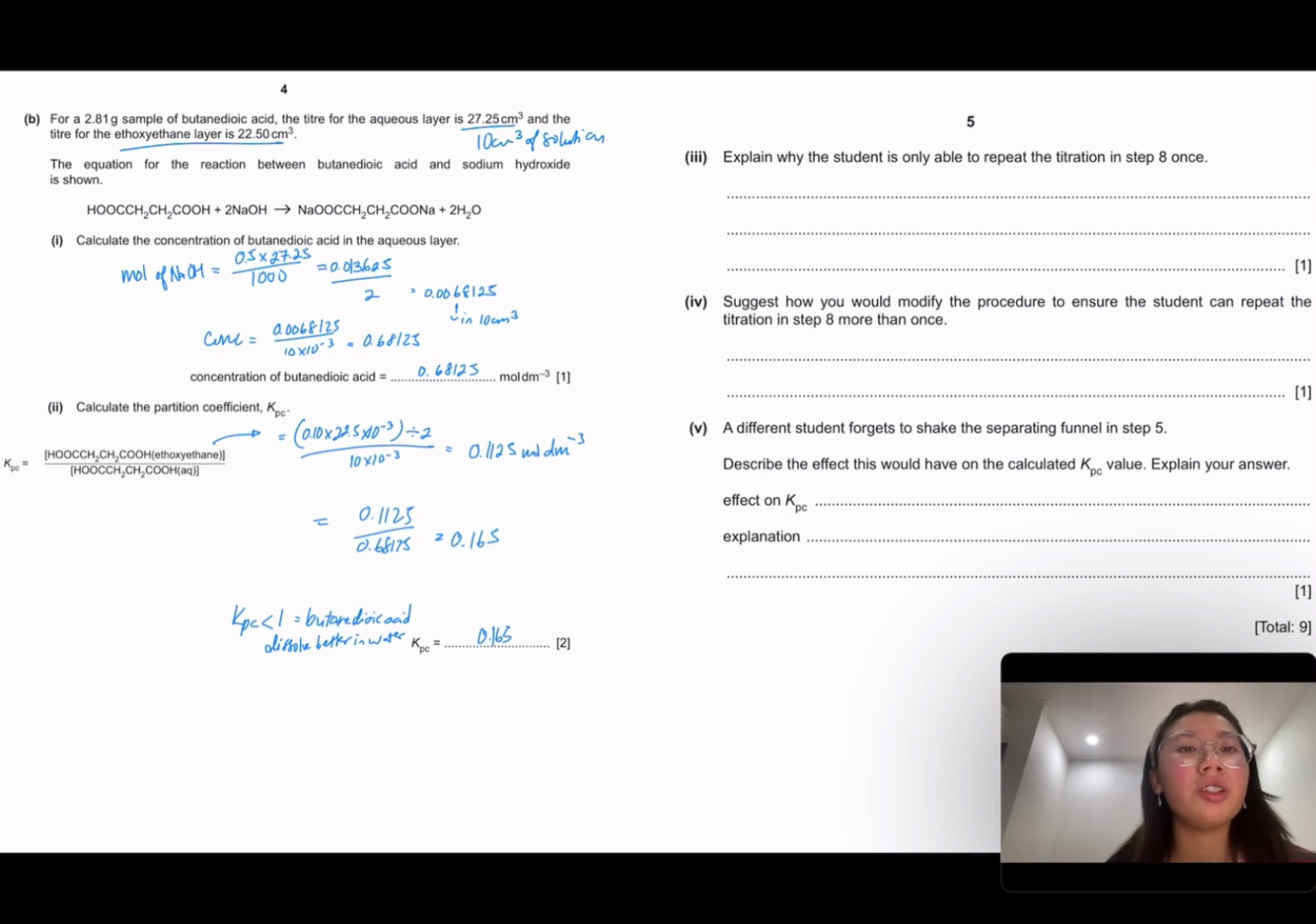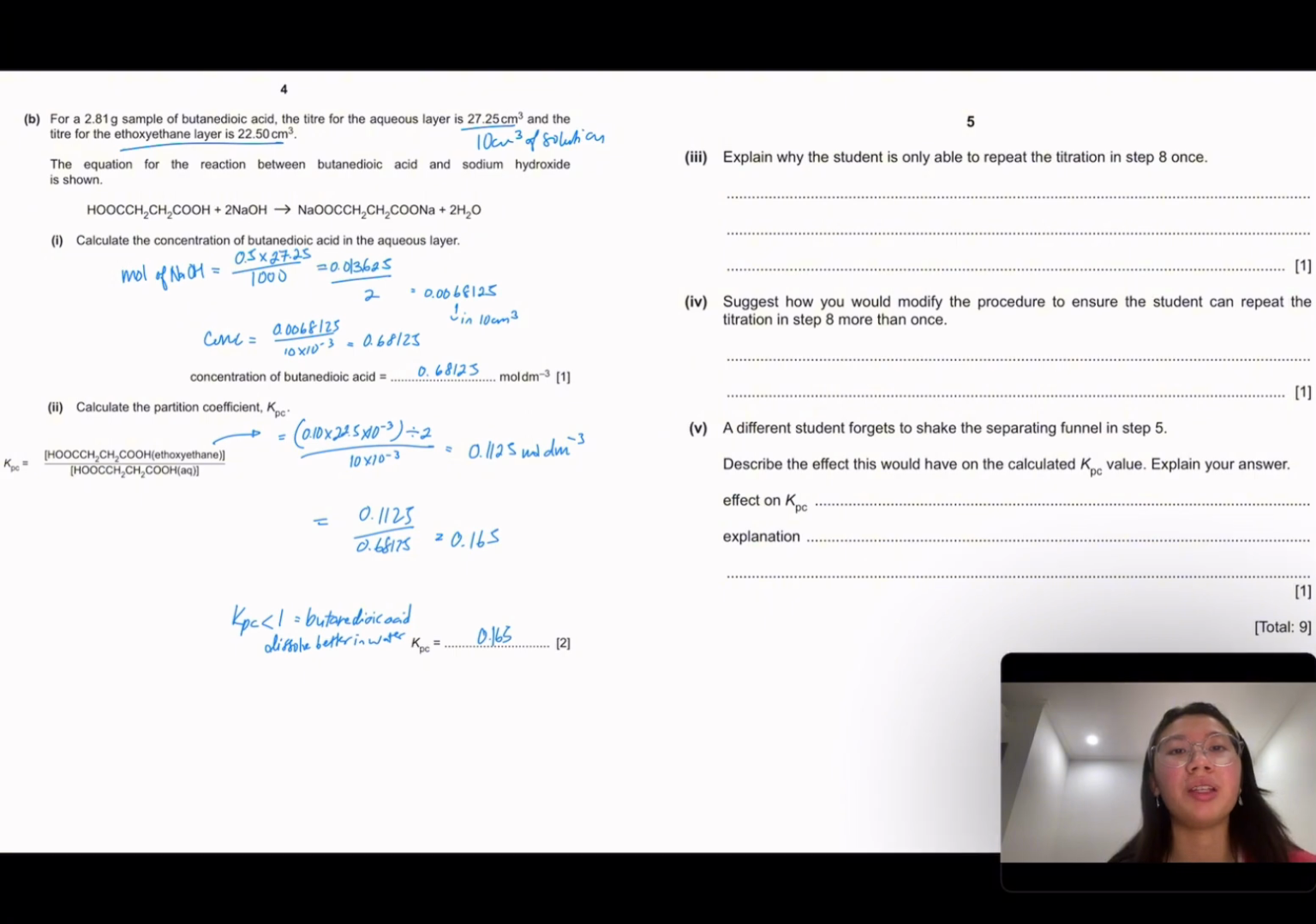Alright, calculate the partition coefficient KPC. Again, it is given the equation, so I just snapped it from the earlier section, so it's easier for you guys to see. Again, you can use the same method to find the concentration for ethoxyethane. You basically times it by the concentration, times it by the volume, you divide it by the molar ratio, and you again divide it by the volume so that it is in decimeter cube and not in 10 centimeter cube form.